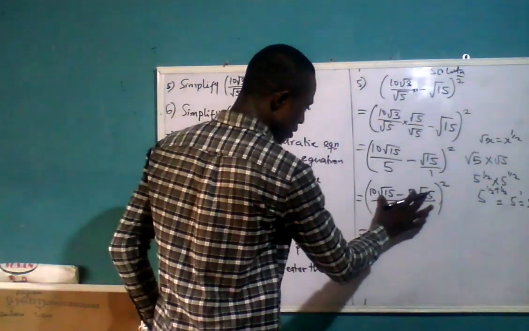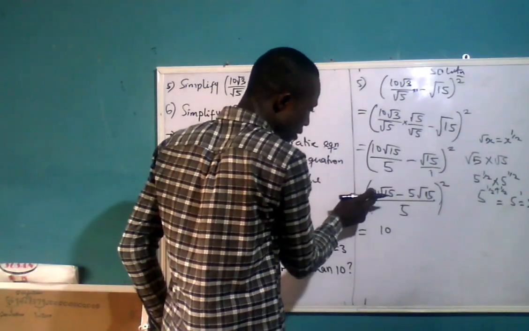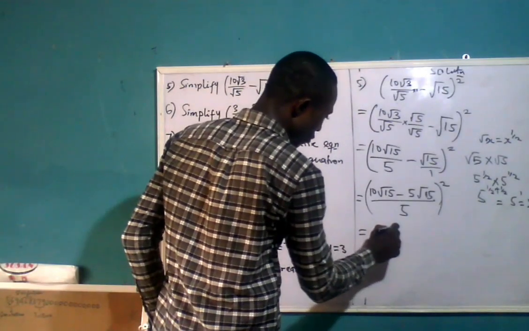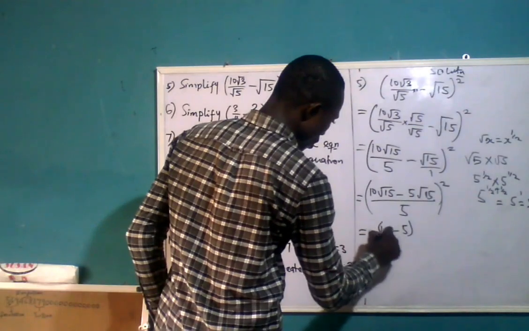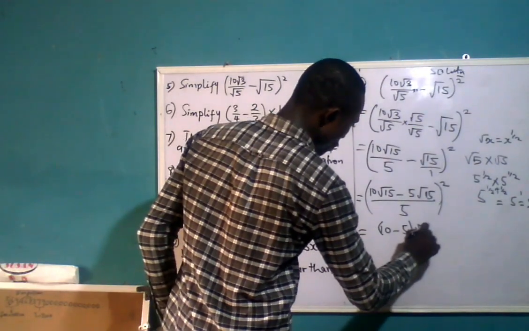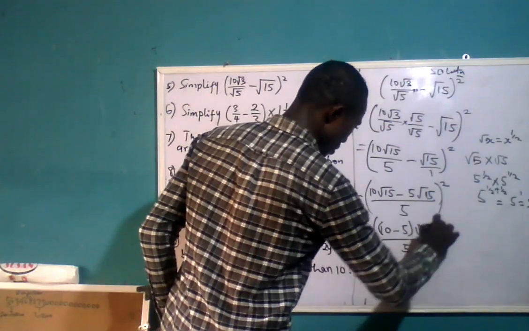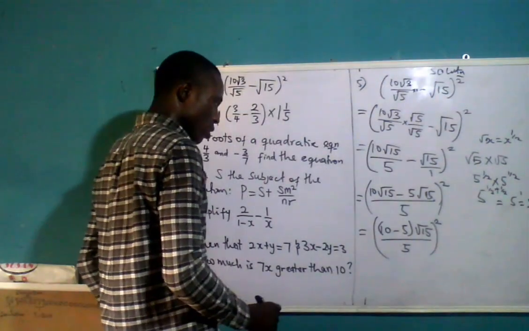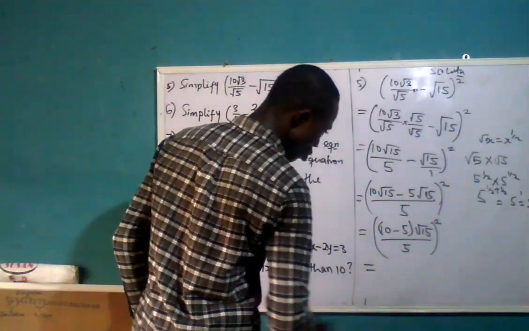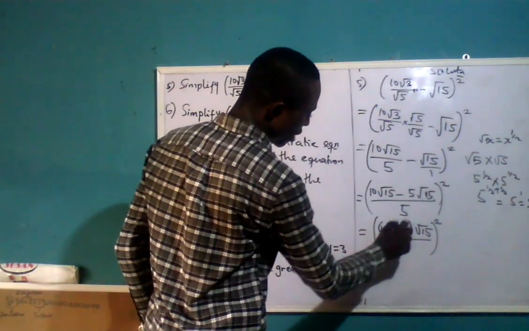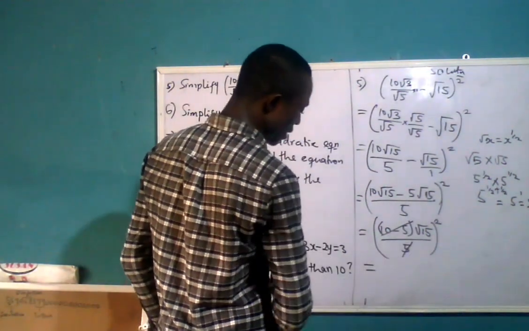So factor this out. Since root 15 is common to this term and this term, therefore you have (10 minus 5), close brackets, root 15, everything all over 5. Don't forget the square root of 5 squared. Okay? Now, this will be equal to 10 minus 5, that will be 5. 5 in 5, that is 1.